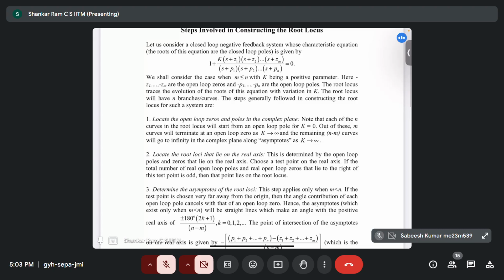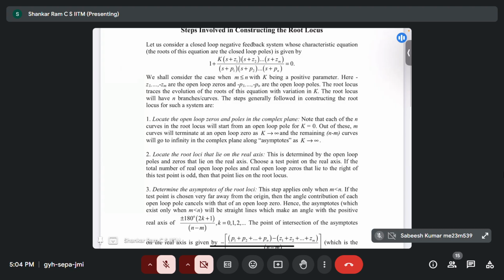The root locus will have n branches, and each branch will start from one open loop pole as k starts from 0. And m of those n branches will end at open loop zeros, and the remaining n minus m will go to infinity along asymptotes, as k tends to infinity. Then we locate the root locus branches which lie on the real axis. We do that by taking a test point and counting the number of real open loop poles and real open loop zeros that lie to the right of this test point.